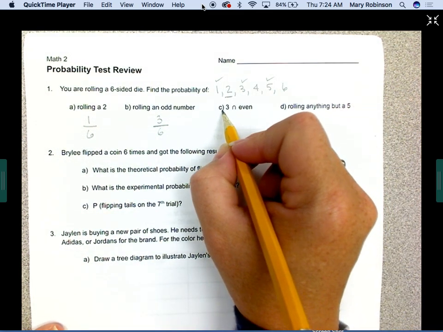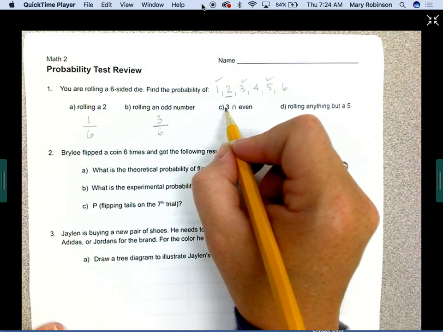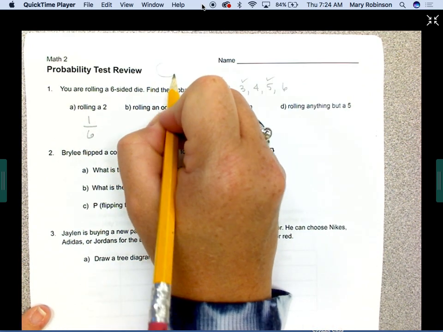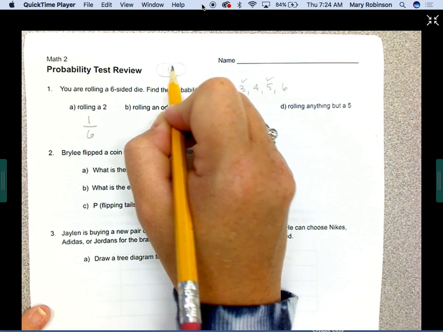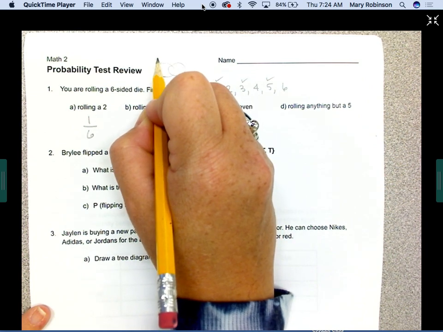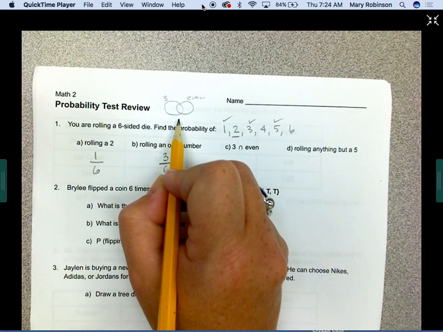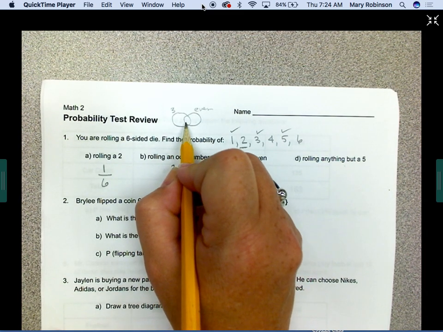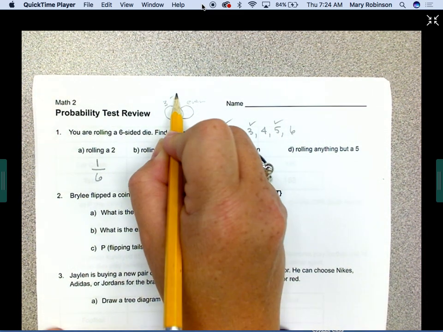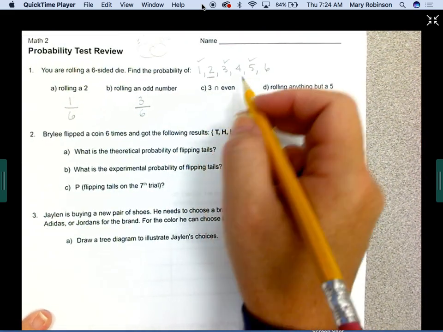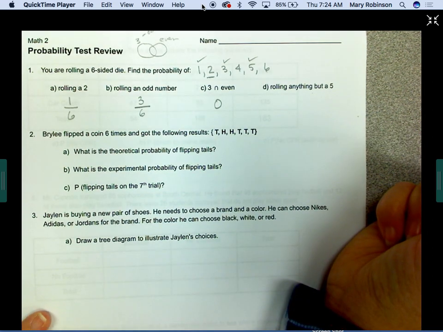Next, you're asked about rolling a number that is a 3 and even. So if you think about a Venn diagram where you had 3 and even numbers, if this was the number 3 and this was the number even, there would be nothing in common. Sorry, it's hard to see. There would be nothing in common because a 3 is odd. So you cannot roll a number that is both a 3 and an even, so the probability is 0.